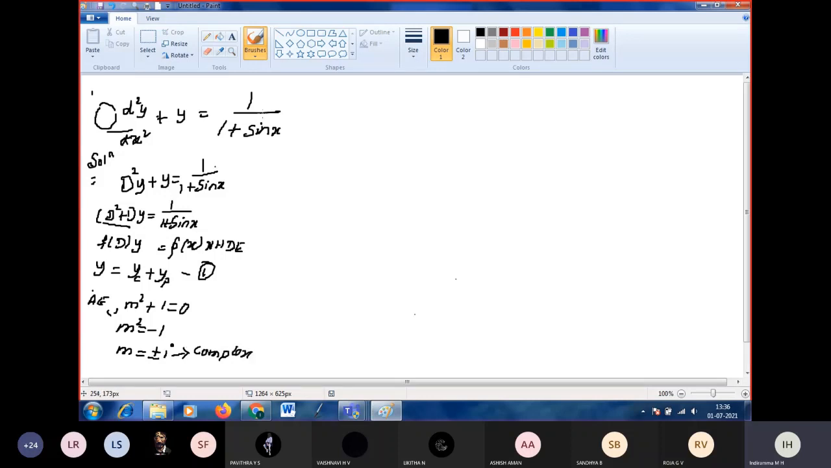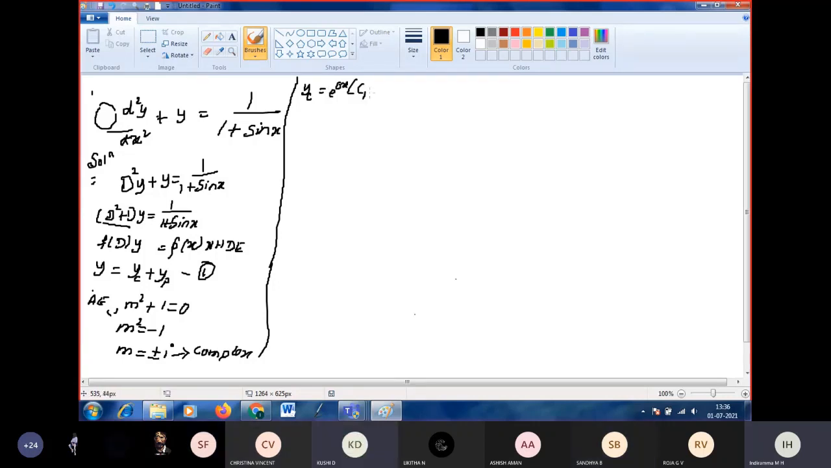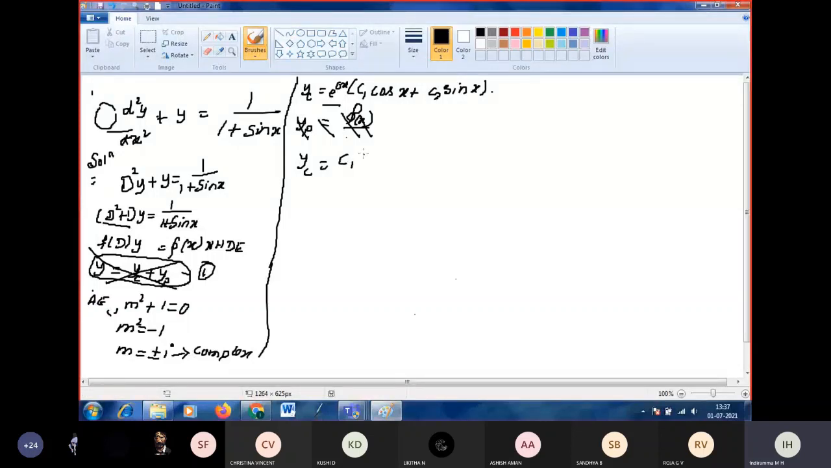Then we can write yc. How do we write yc if the roots are complex? e power 0x into c1 cos x plus c2 sin x. e power 0x is nothing but 1, so yc is C1 cos x plus C2 sin x. This is our yc. Next we have to find yp.